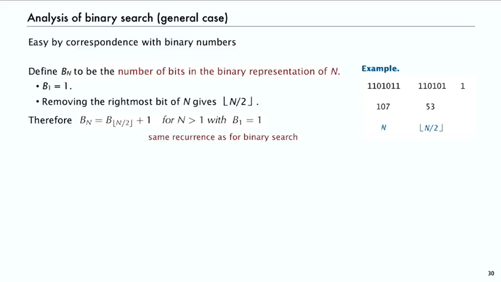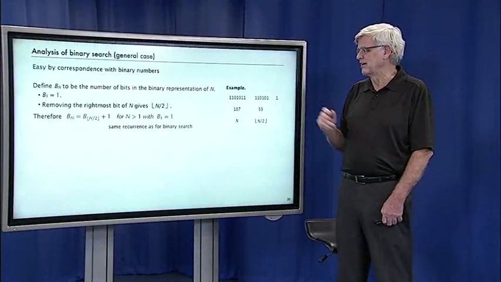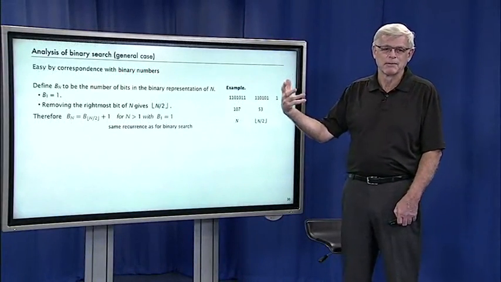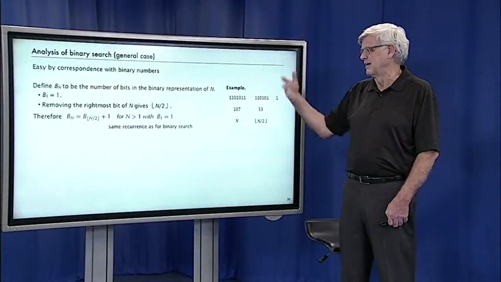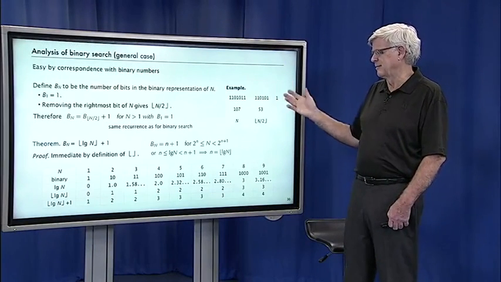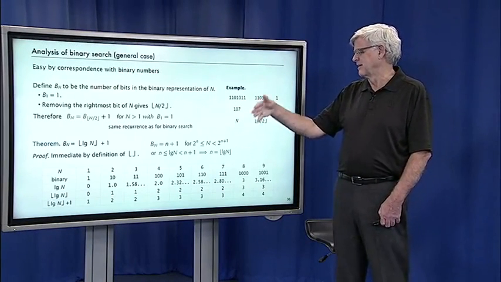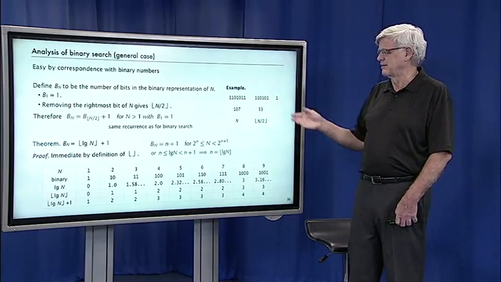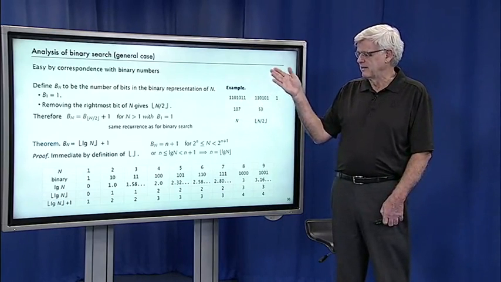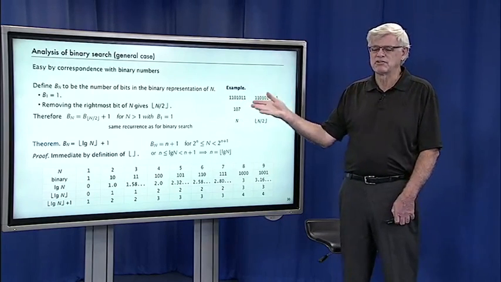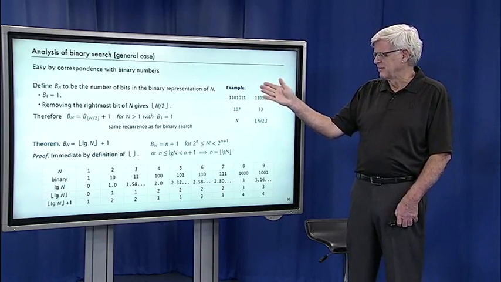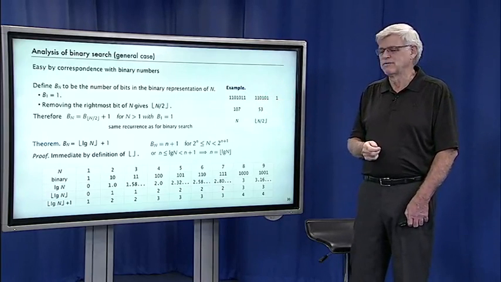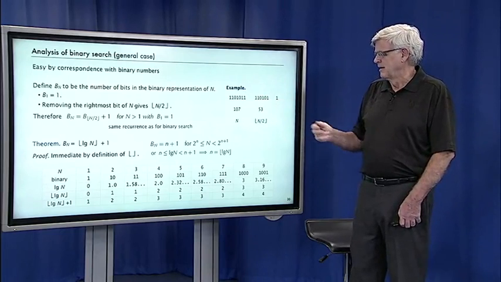That's the same recurrence as binary search. Maybe it's a little bit easier to think about counting the number of bits in the binary representation of n than it is thinking about the binary search algorithm, and so that's an easy model. And then it's pretty straightforward to prove that the number of bits in the binary representation of n is the floor of the log base 2 of n, plus 1.